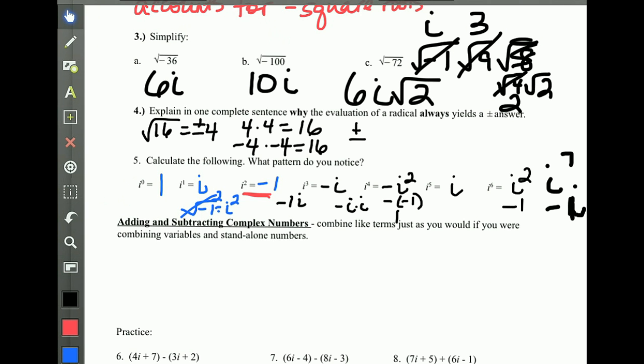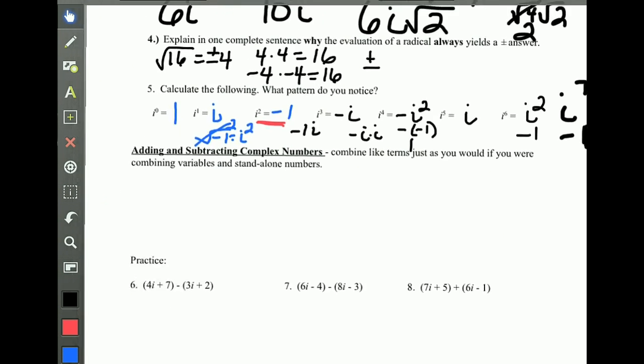Dividing complex numbers involves something called the conjugate, and we are going to work on that more in Wednesday's and Thursday's notes, as well as graphing complex numbers, which, yes, you can do. And it's actually extremely easy. So for today, we're only doing adding, subtracting, and multiplying.